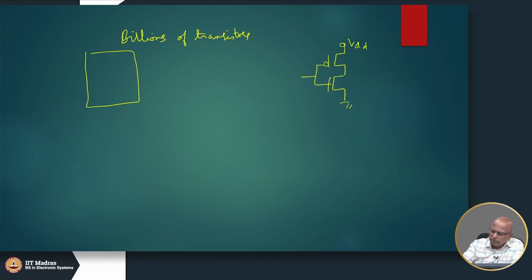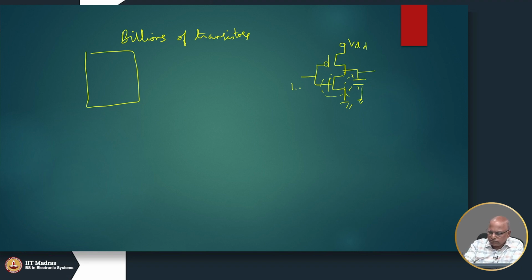It only dissipates power when the output changes. So imagine that I have applied a 1. That causes this transistor to conduct, and any voltage across the capacitance will get discharged. The charges on the capacitance will get discharged, and the output will go to 0.